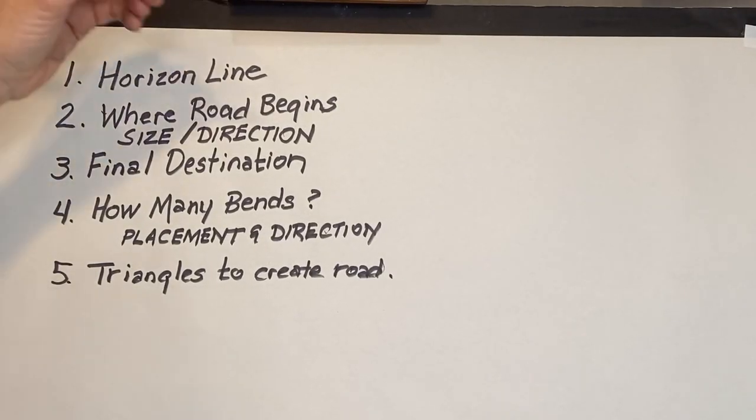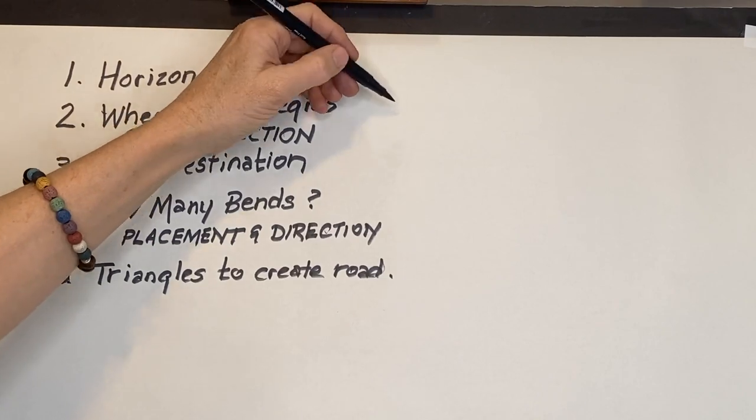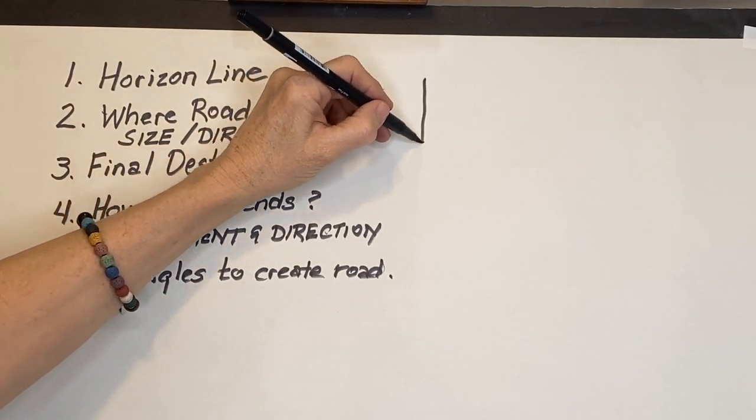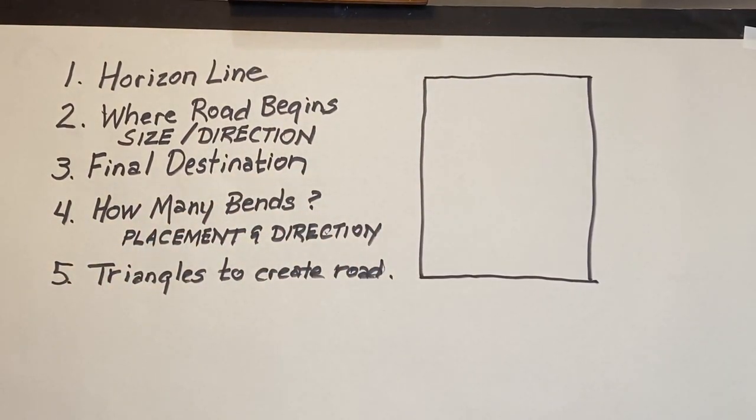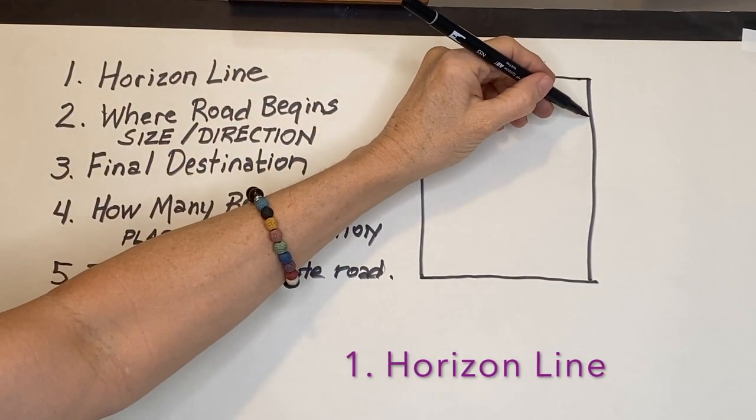All right, here we go. I'm going to do one over here on this side. Let's see if I can keep this in the camera frame. All right, so what's the first thing we want to do? 1, horizon line. Let's do it upper third.